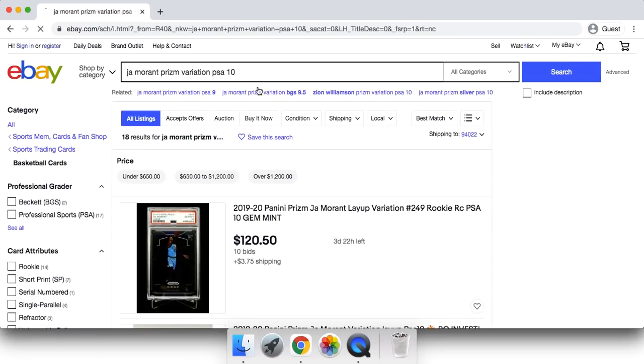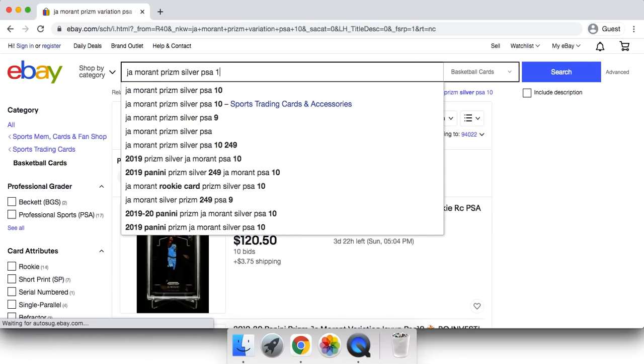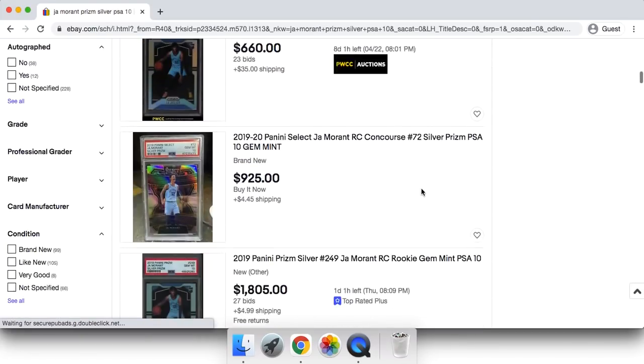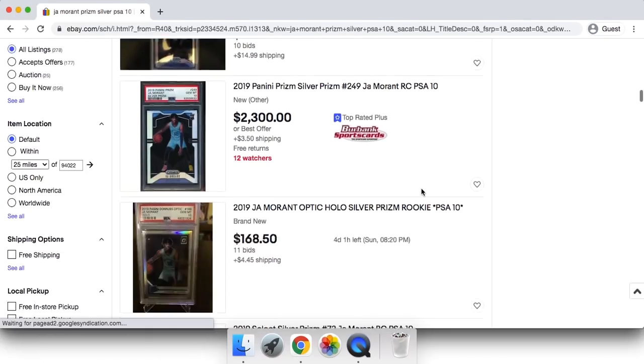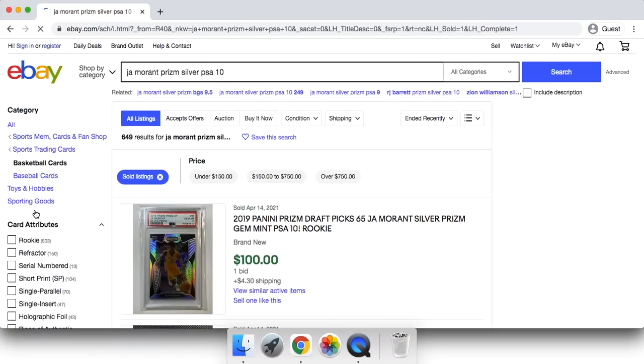And another very simple way to invest in these young stars is going for their silver prisms. I think silver will typically be the way that investors go in the future. I really predict that silver is going to be essentially the new base.